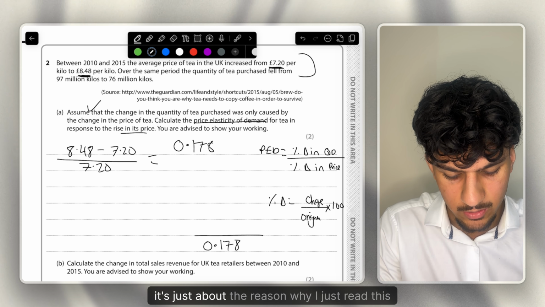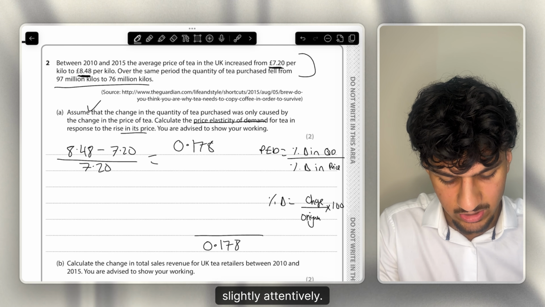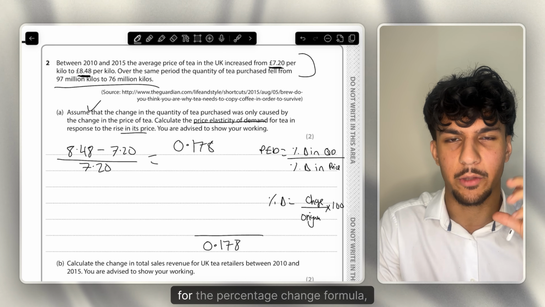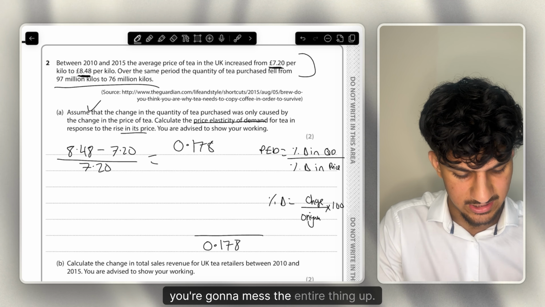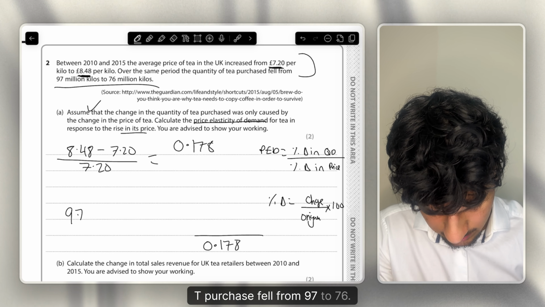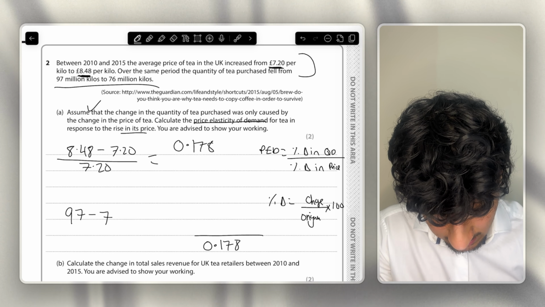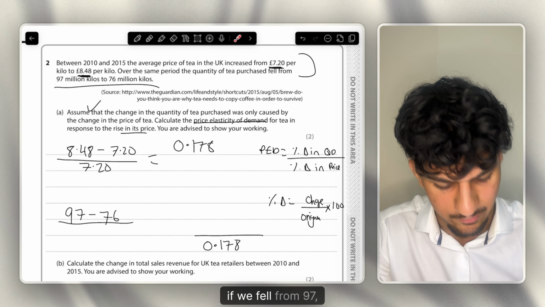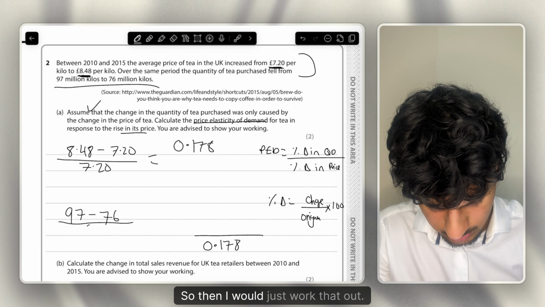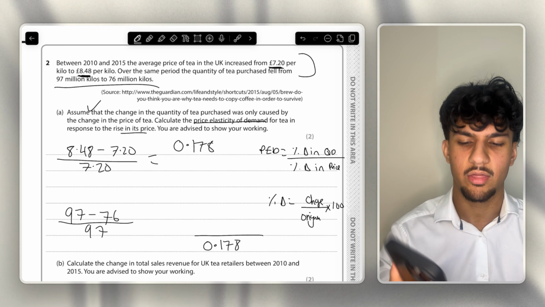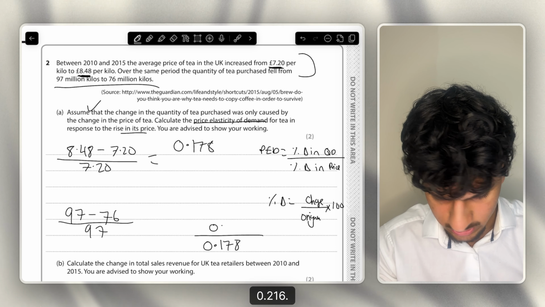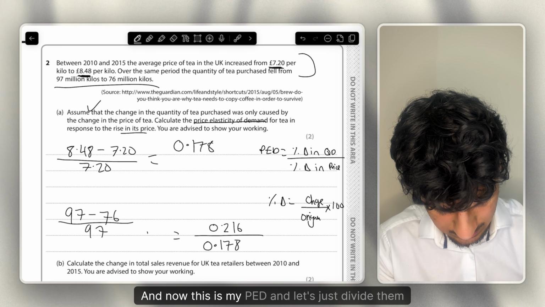The reason I read this attentively is you want to get the original right, because if you don't get the original right for the percentage change formula, you're going to mess the entire thing up. So the tea purchased fell from 97 to 76. Remember, if we fell from 97, 97 must be the original. So then I will just work that out. Let me put it in my calculator. And that has given me 0.216.